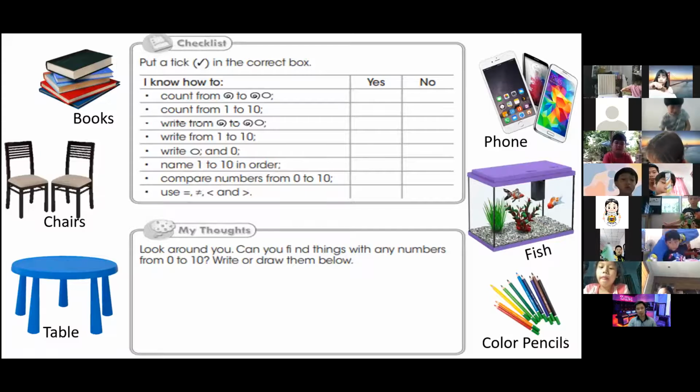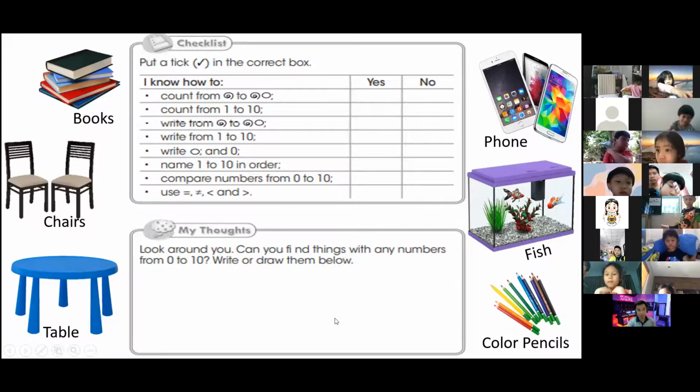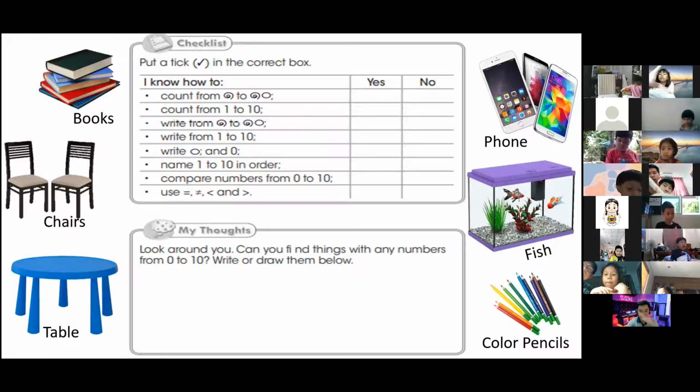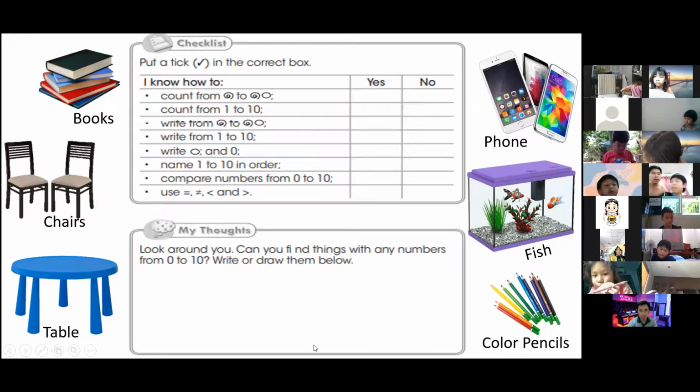So for your activity, just draw any objects that you want to draw, as long as it's not more than 10. Do not draw 11 pencils, no. Do not draw 11 books, no. Only maybe 5 or 10 is okay. 10, 9 going down, not more than 10, okay? Not more than 10, less than 10, or 10 down. Maybe 10 or 9, 8, up to you. So you can draw a chair, books, cell phone, fish, and then colored pencils or table.